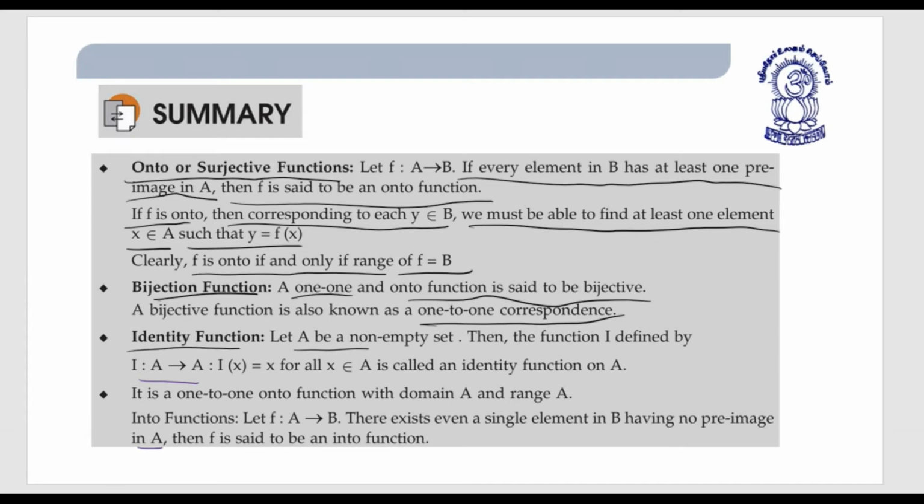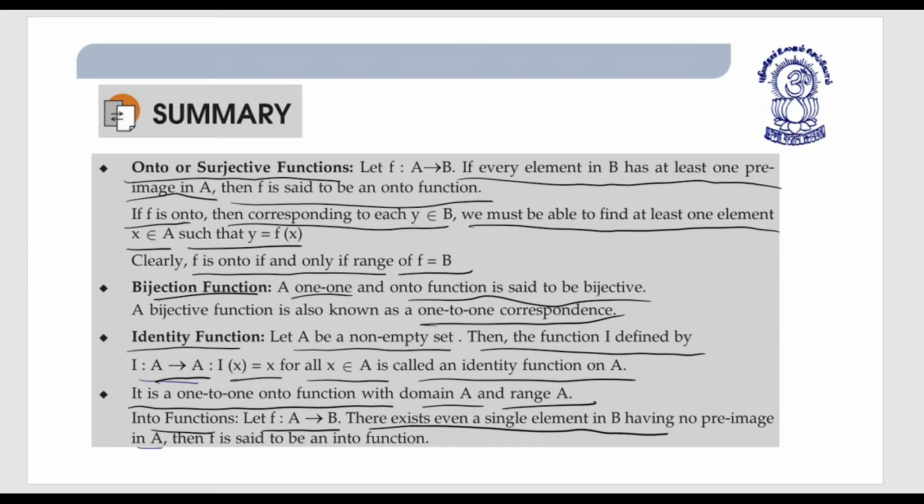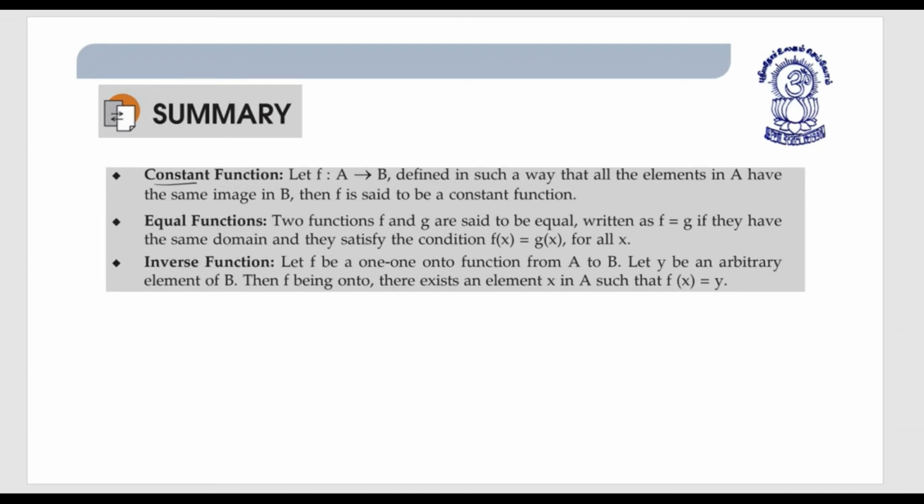Identity function. Let A be a non-empty set, then the function I: A to A defined by I of x is equal to x for all x belongs to A is called the identity function on A. It is a one-one onto function with domain A and range A. Into function. Let f: A tends to B. If there exists even a single element in B having no pre-image in A, then f is said to be an into function. Constant function. If all the elements in A have the same image in B, then f is said to be a constant function.